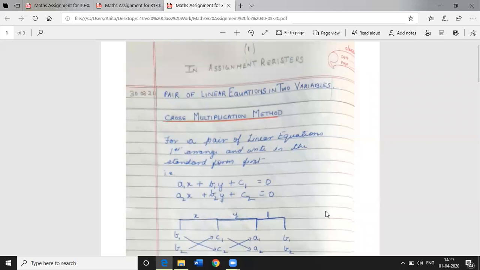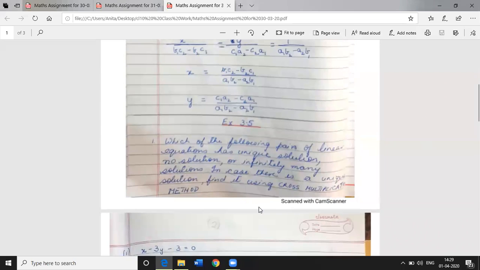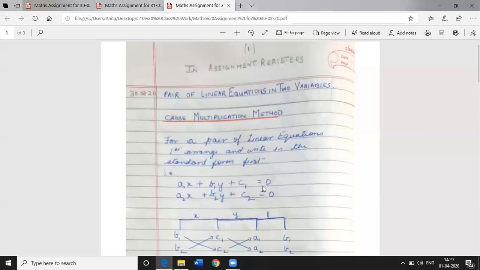Good morning, children. Today we will be doing questions of exercise 3.5, in which we will be learning about the cross multiplication method, which is one of the algebraic forms of solving a pair of linear equations. Now, the general form of a pair of linear equations is a1x plus b1y plus c1 equal to 0 and a2x plus b2y plus c2 equal to 0.